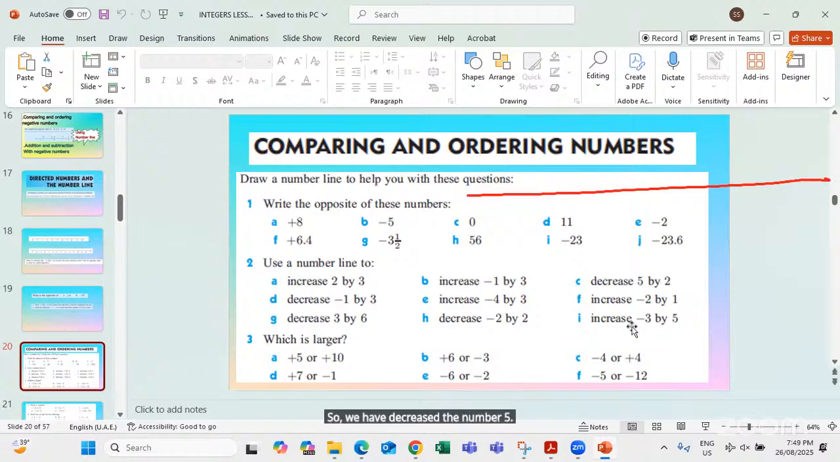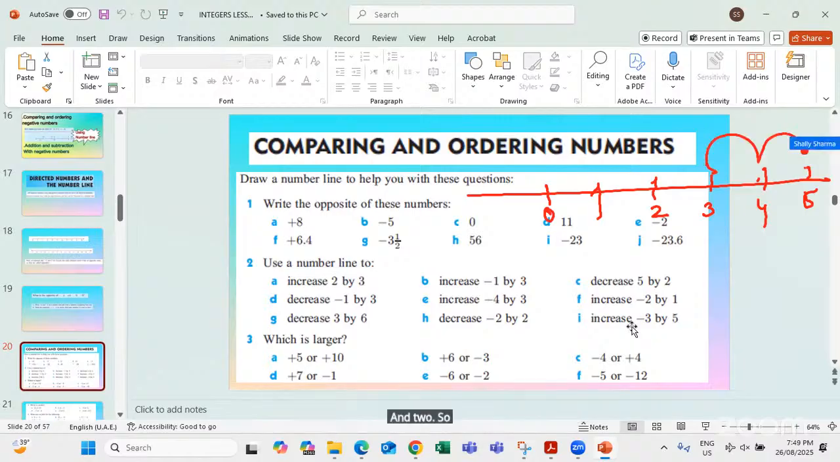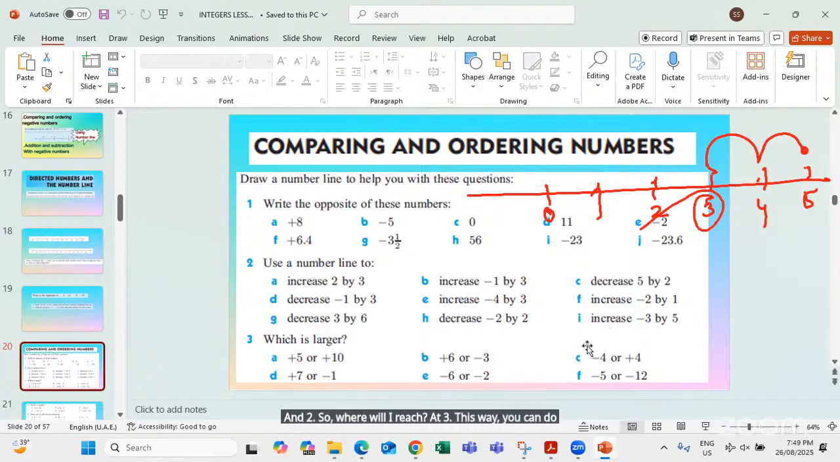by 2. So we have, let's say here 0, 1, 2, 3, 4, and 5. We have to decrease 5 by 2. So I am at 5 and I have to decrease by 2. So 1 and 2. So where will I reach? At 3. This way you can do all of these questions.